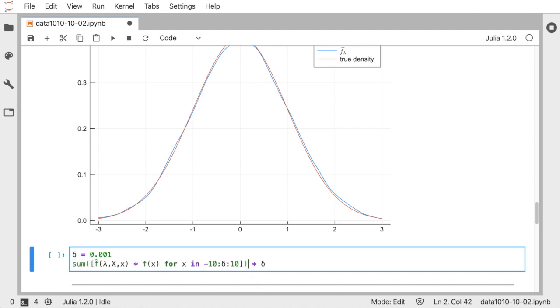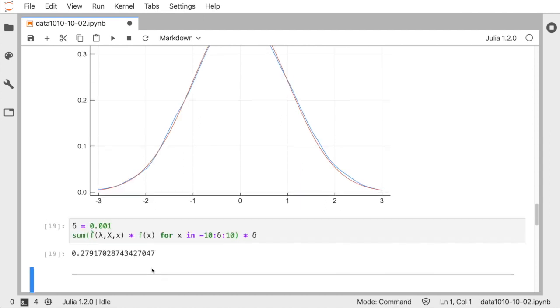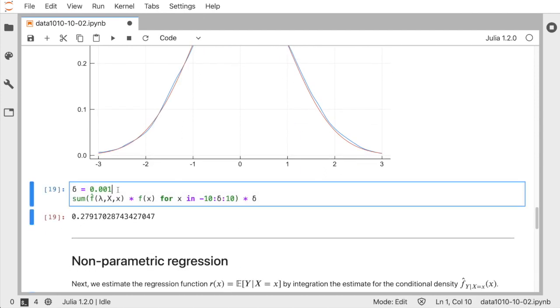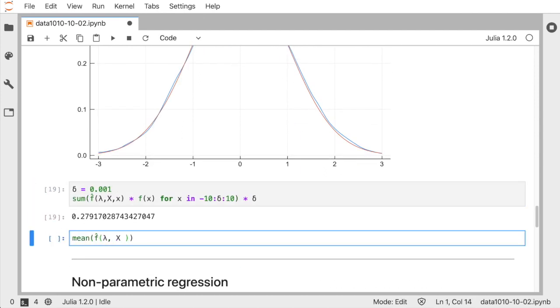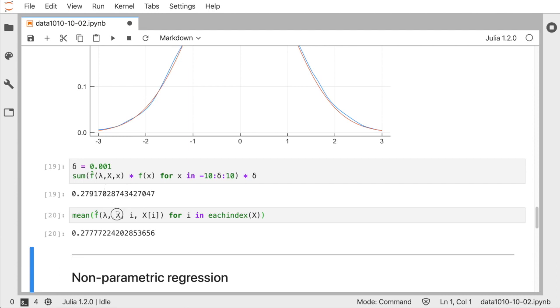Okay, so we're going to sum this up, and we can take these brackets away, and we get a value that's about 0.279. And then the other function that we're trying to approximate is the average of the leave-one-out estimator. So the f hat with the extra argument was our leave-one-out estimator. i indicates which one we're leaving out, and then xi is saying where we're evaluating it. And we're going to do this for each index of the vector x. We see that our value is very close here.